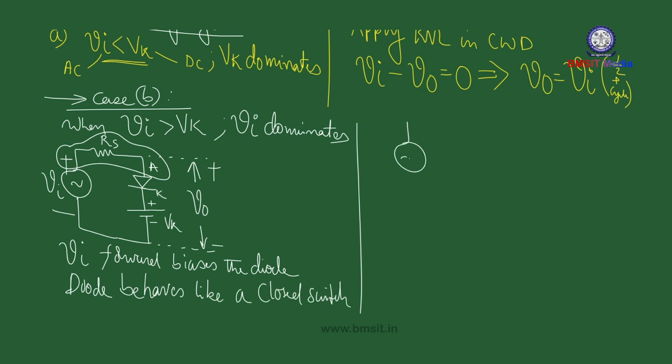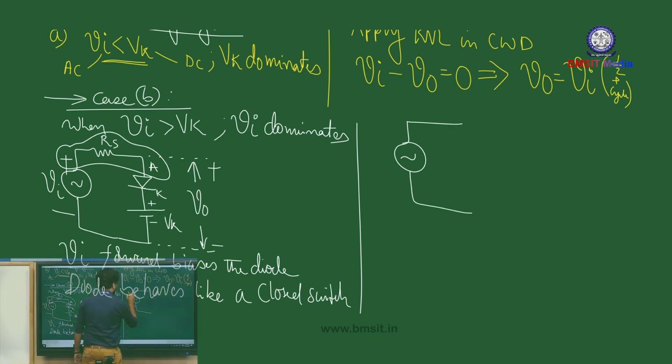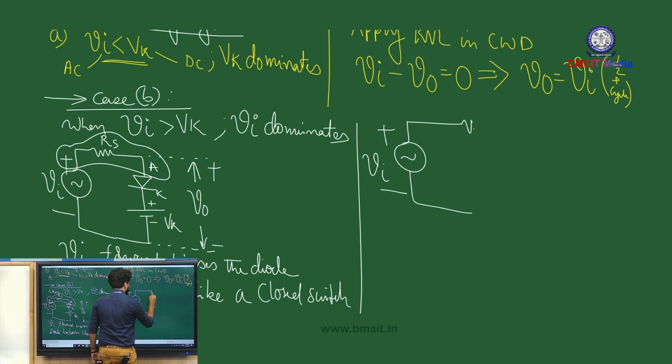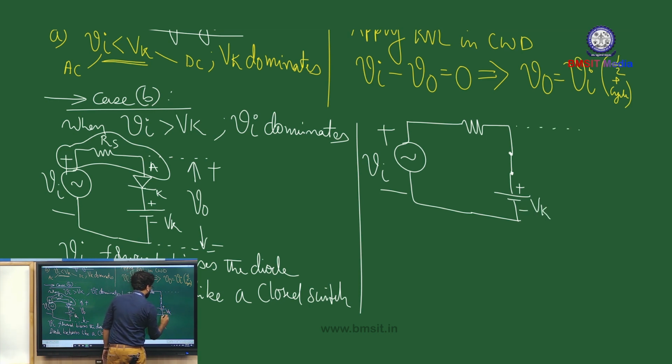So let us redraw the circuit to support this particular case. The diode acts like a closed switch, so we are going to replace the diode with a short circuit and a battery in place. Right. So this battery Vk models the barrier potential phenomenon.